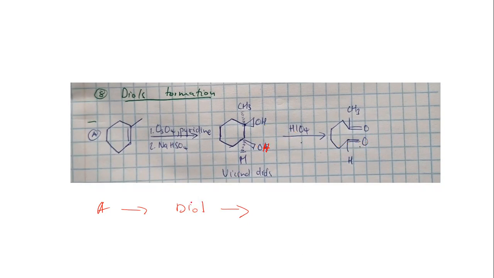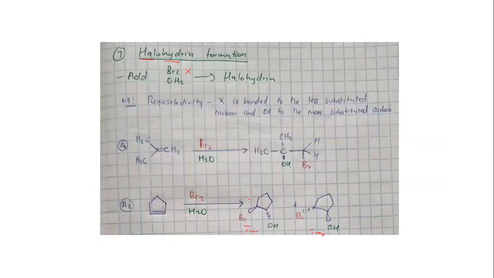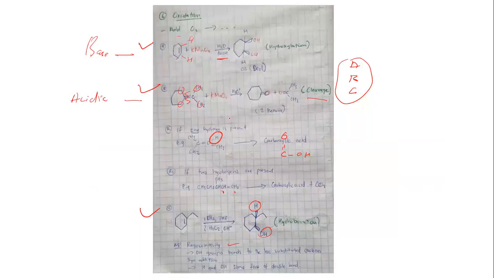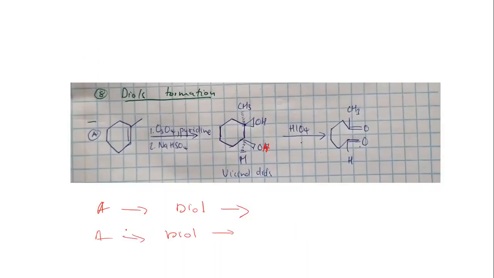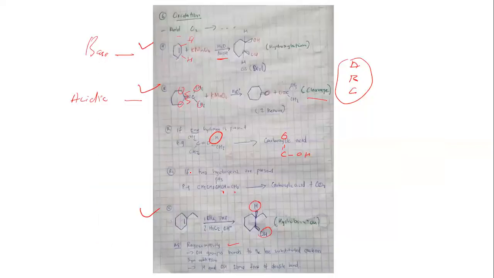This vicinal diol can further react with HIO4 to form this compound over here by removing the hydrogen atoms from the diol. Another way to form a diol from an alkene is when I have what? Be careful of that. To form this diol over here, it's when I have potassium permanganate, KMnO4. When I have potassium permanganate to form a diol, it is under what condition? Acidic or basic condition?